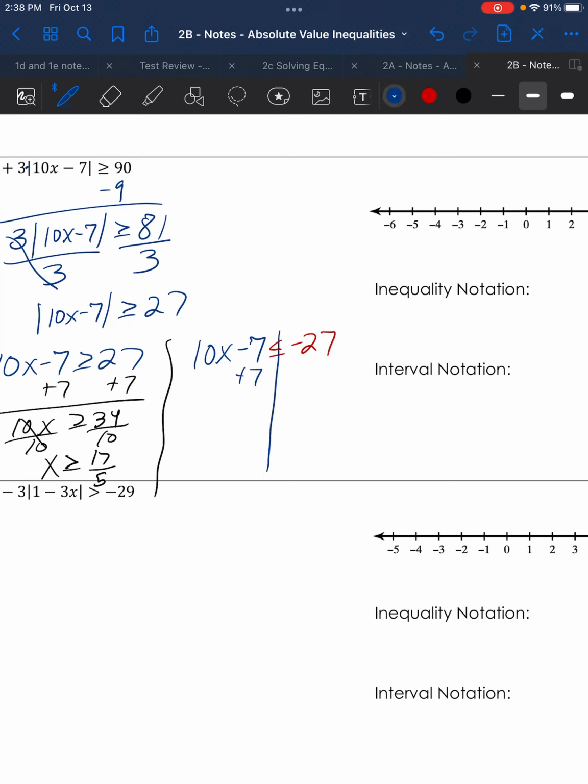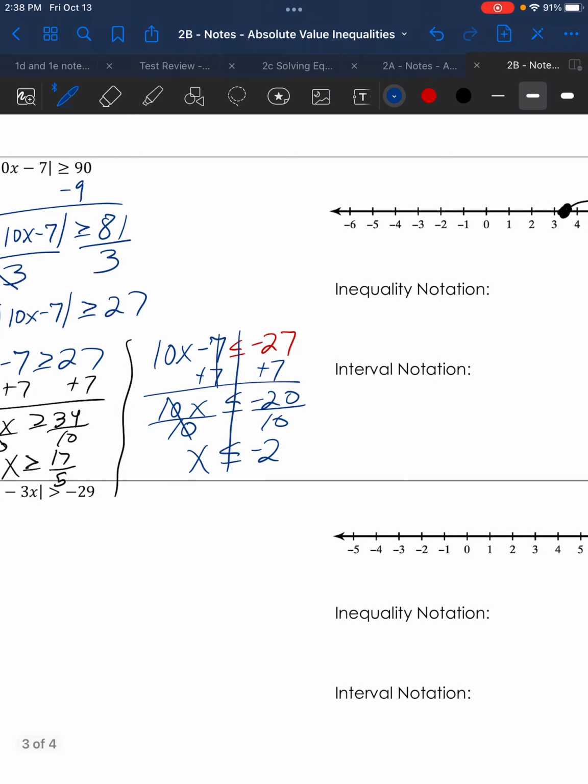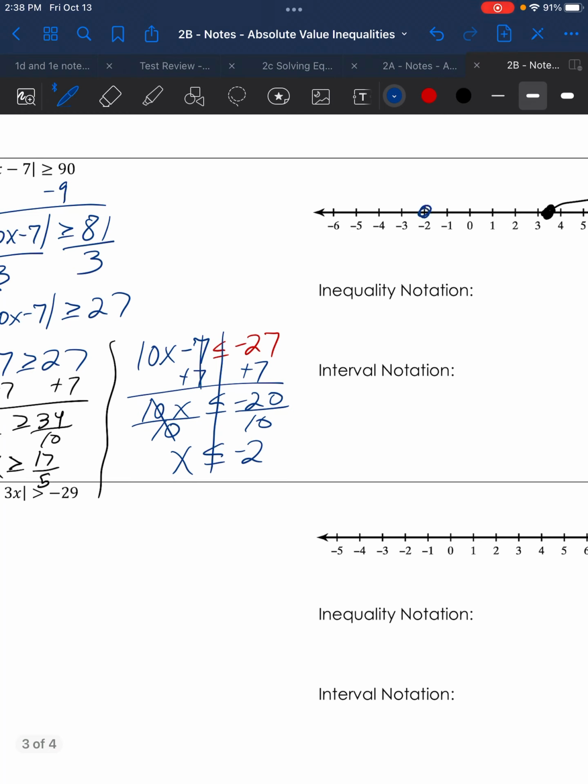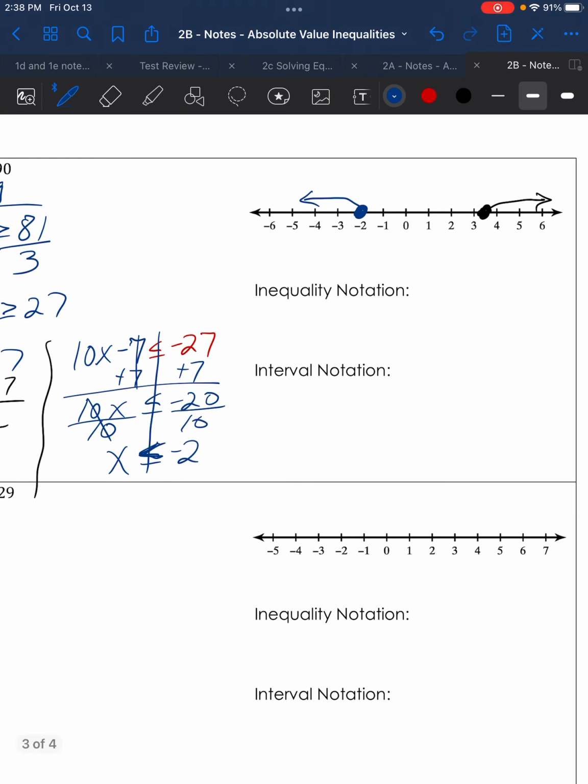Now let's solve this other inequality. So add 7. We did not multiply or divide by any negatives, so we don't switch the inequality. Divide by 10, divide by 10. And the x is less than or equal to negative 2. So negative 2, and to the left, less than is left. Those are numbers that are less than. So how far left does that go? It keeps on going to negative infinity.